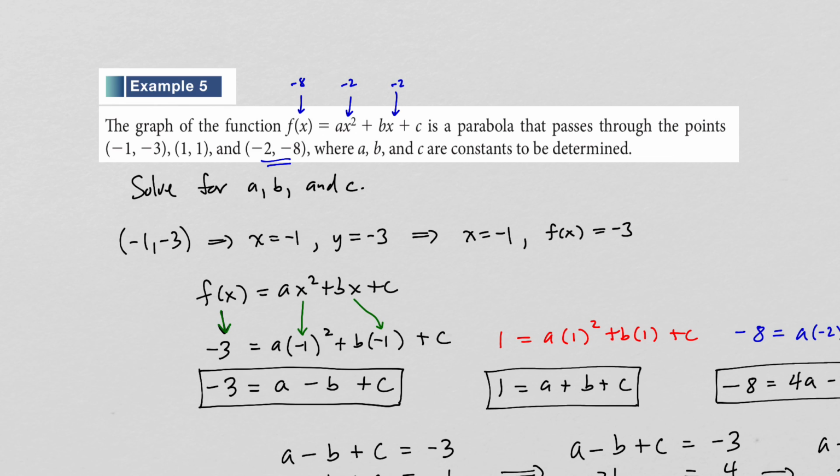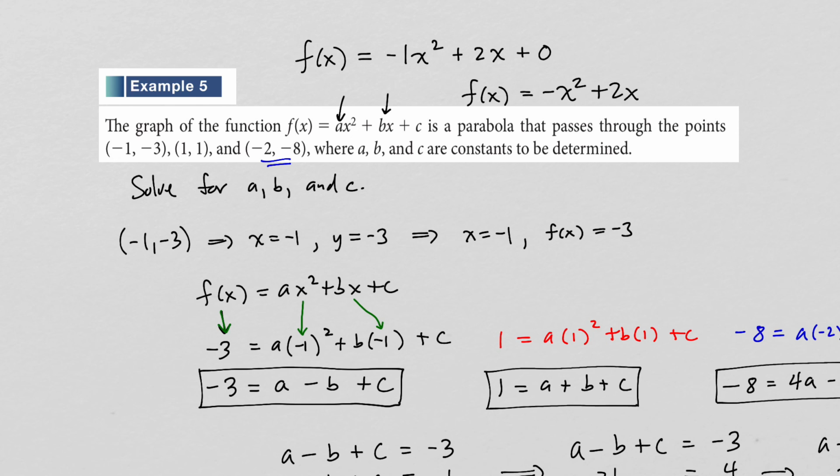And if I come back to the original equation, I can plug those in to determine the function f of x. So f of x is ax squared, but a is -1, so that's -1x squared, plus b times x, but we know b is 2, so it's plus 2x, and then plus c, which is 0. So our function f of x should be -x squared plus 2x. That should be the parabola that passes through these 3 points.